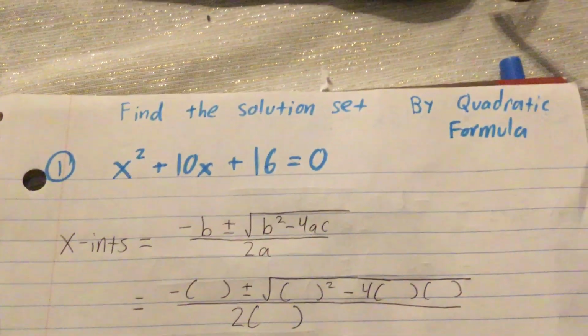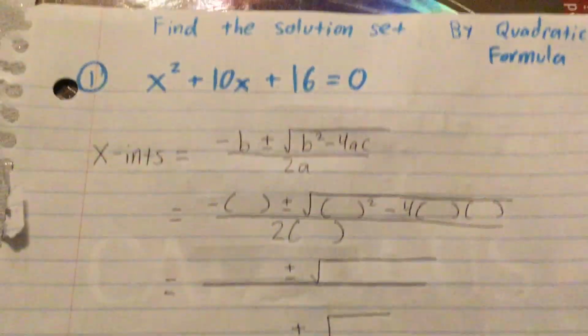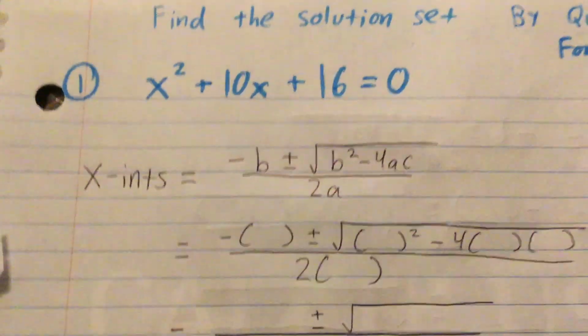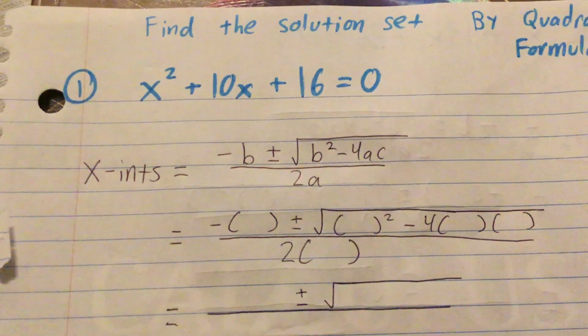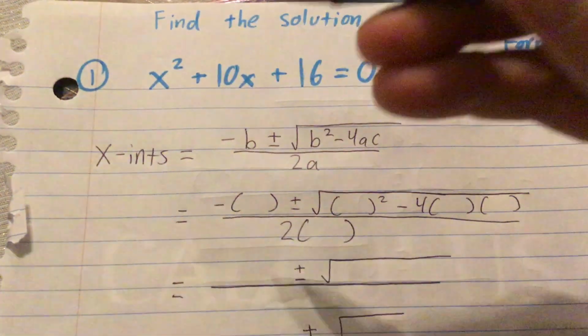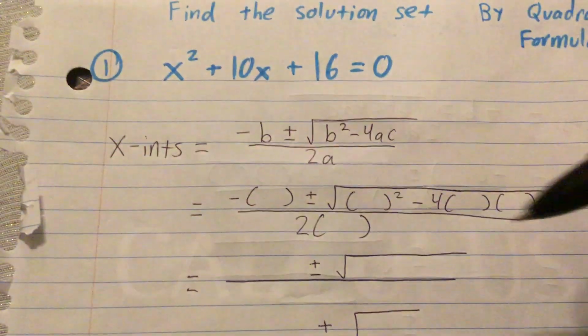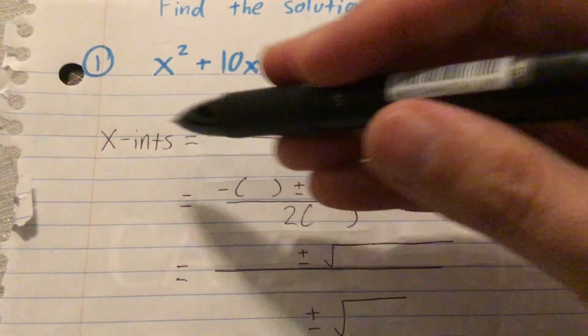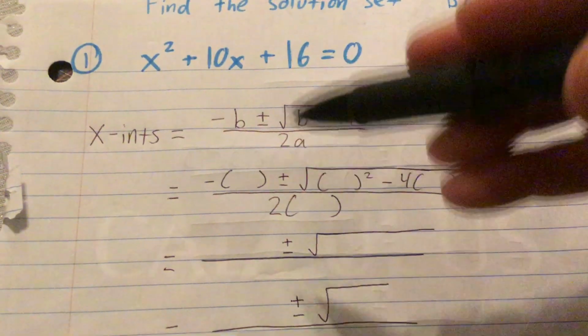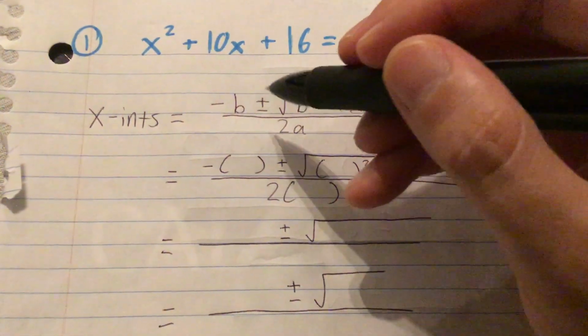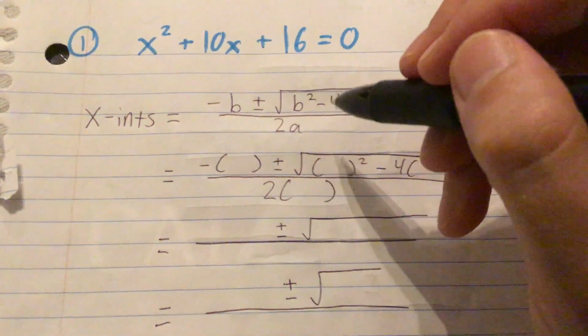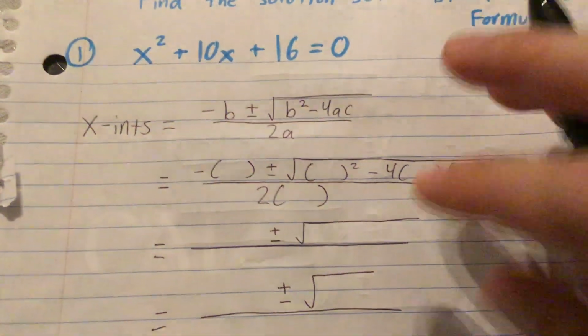So now we're going to do this with the quadratic formula. Okay, problem number 1. Same problem, but now we're going to use the quadratic formula. If ax squared plus bx plus c is equal to 0, then we can use what's called the quadratic formula by plugging in negative b plus or minus the square root of b squared minus 4ac, over 2a.